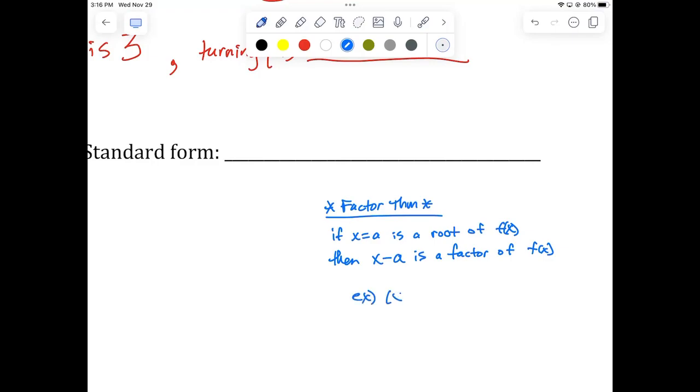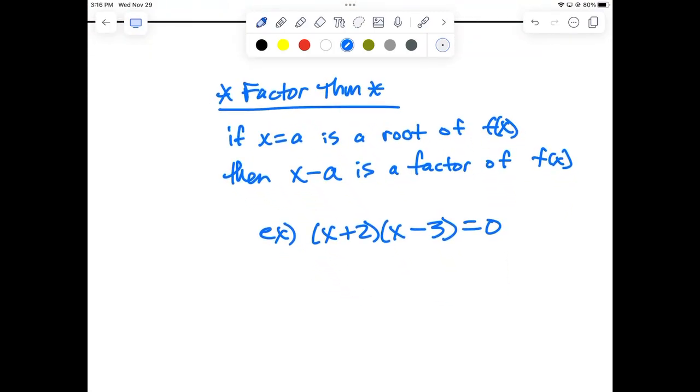Here's an example that we've been already using. Let's say I have factored x plus 2, x minus 3, and it equals 0. I told you that you don't have to physically set each of them equal to 0 and solve. You could just use the factor theorem and say, if x plus 2 is the factor, what's the corresponding root? -2. And if x minus 3 is the factor, what's the corresponding root? +3. It works in reverse. If +3 is the root, x minus 3 is the factor. And if -2 is the root, x minus -2, which is x plus 2, is the factor.